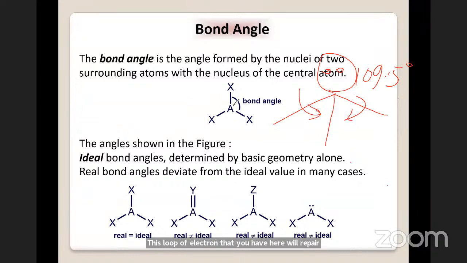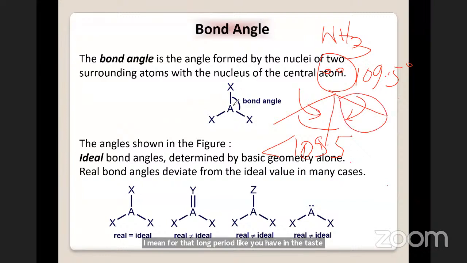So the angle between them will become less than 109.5. This is the case of ammonia, NH3. If you have further distortion, further lone pair, like you have in the case of water, then it will also repel the bond further.